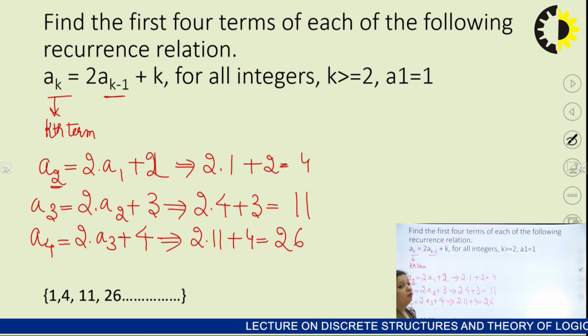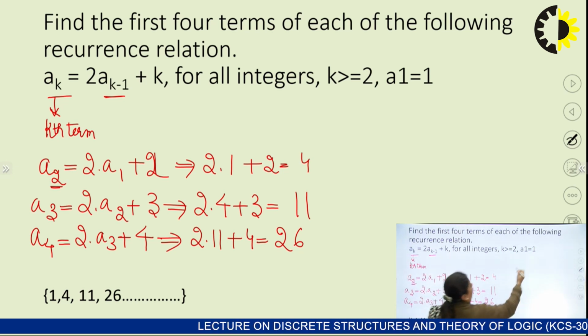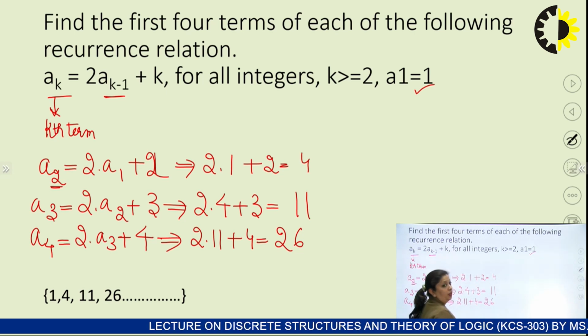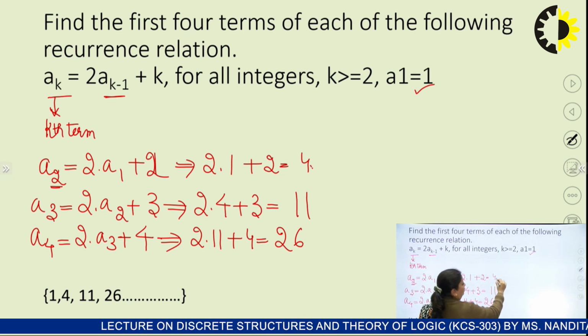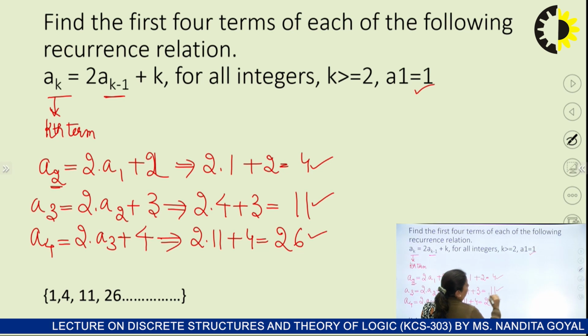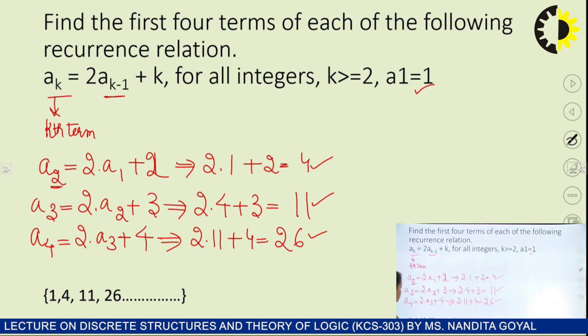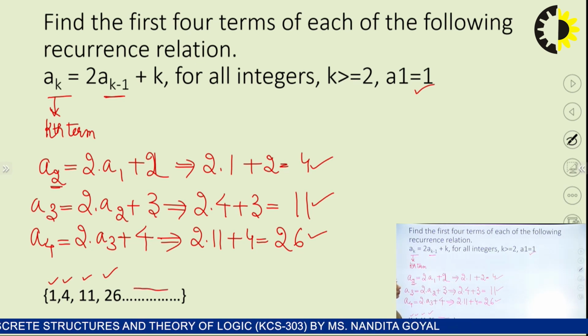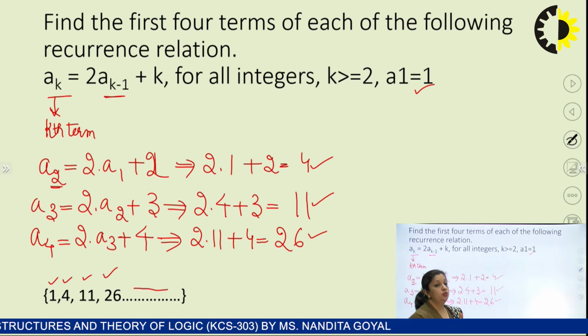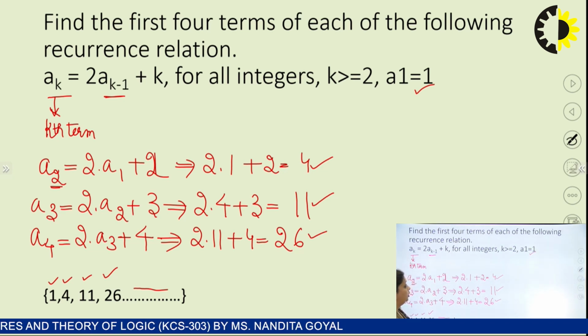So, now I have found out the first 4 terms, that is the first term is 1, it is already given to me, then the value of the second term is 4, then 11, then 26. So, this is the solution to this question. This is 1, 4, 11 and 26 and so on. So, this is how we solve a recurrence relation in general.